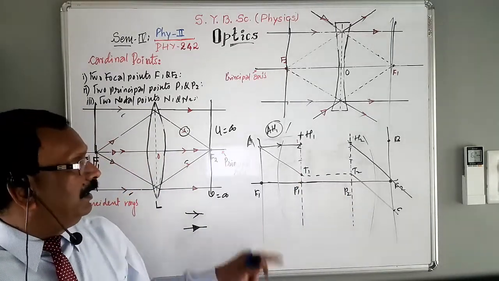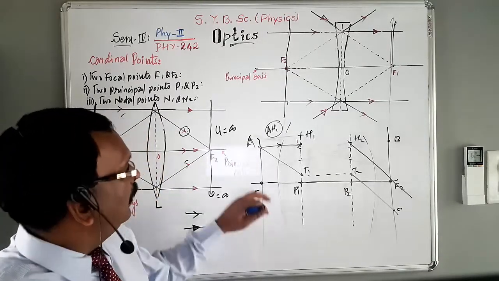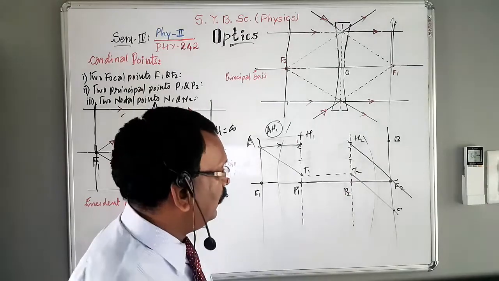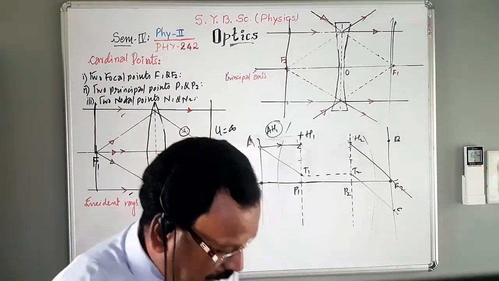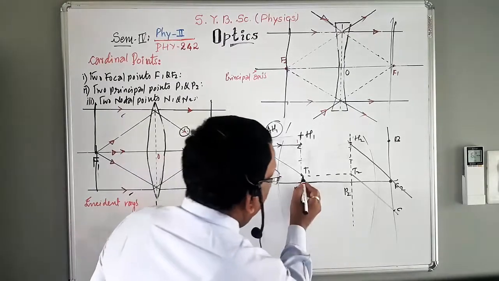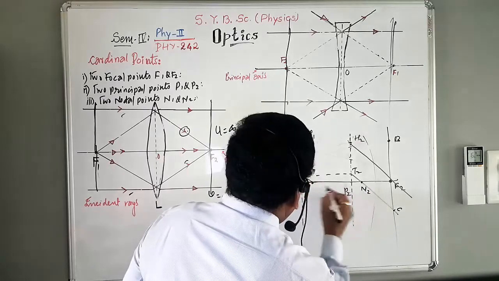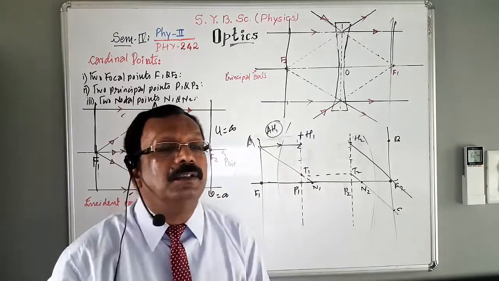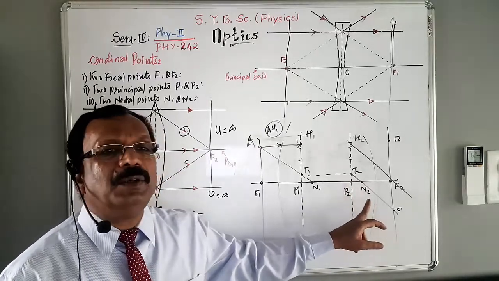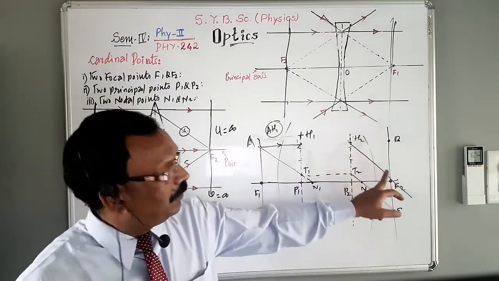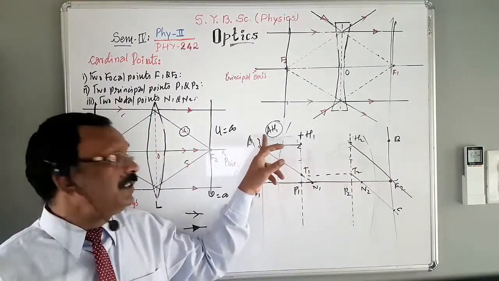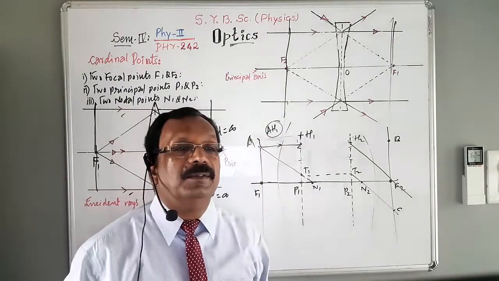Now the ray T2 C, this ray, or T2 N2. The rays T2 C or T2 N2, same rays, is parallel to H2 F2, because both the rays originate from the same point A, taken on the first focal plane of an optical system.